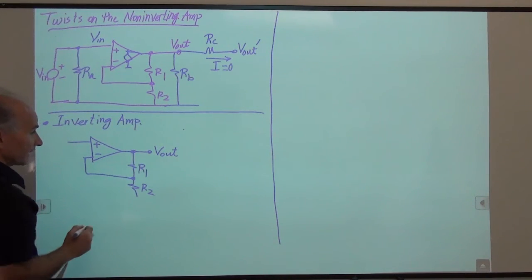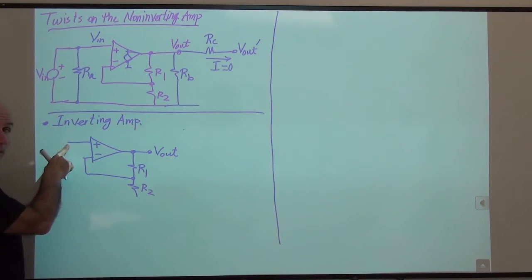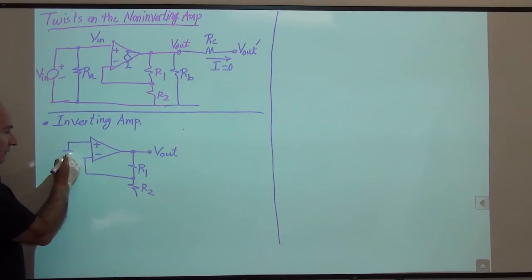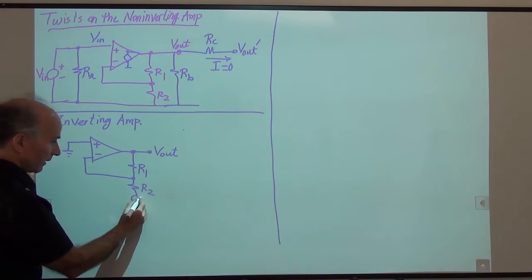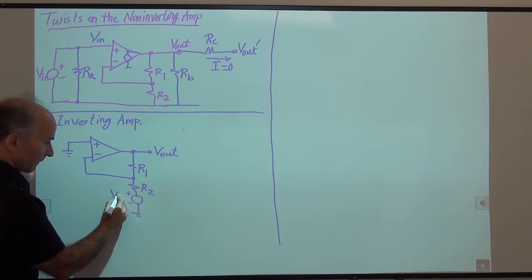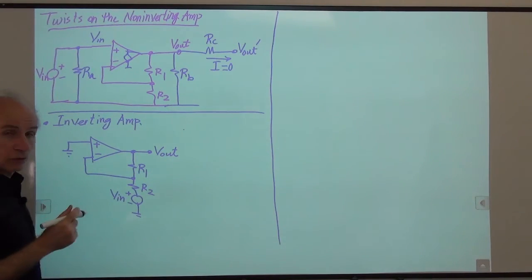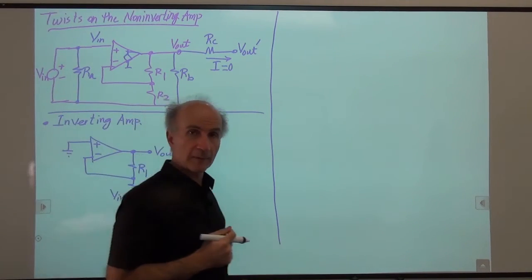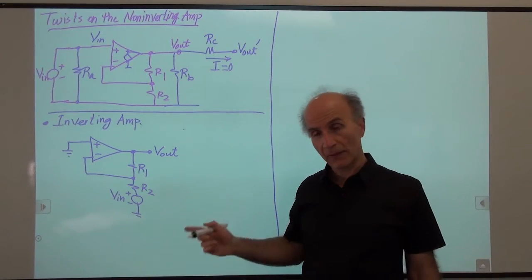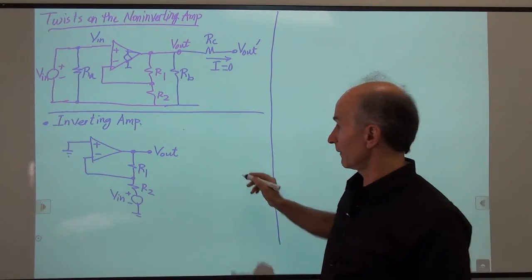But the only difference is that now we don't apply our input here. This input is grounded, and we apply our input here. So we call this V in. All right? That's one drawing that you might see in some textbooks, but the more common drawing is not this. The more common drawing is as follows.